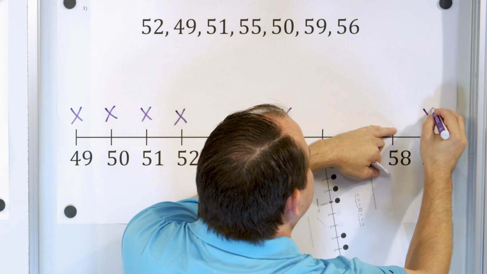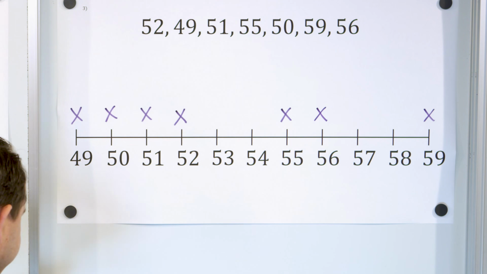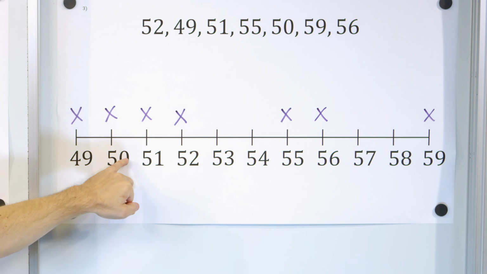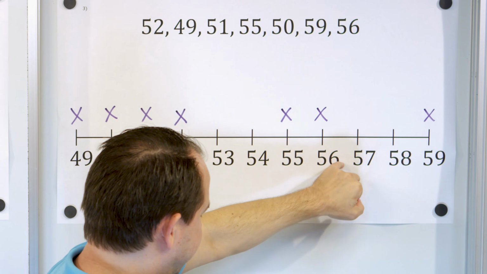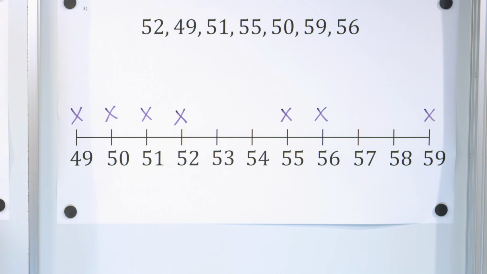One person retires when they're 59 years old, and one person retires when they're 56. So let me just double check myself: 49, 50, 51, 52, 55, 56, and 59. So that's the data here. What would the median look like?